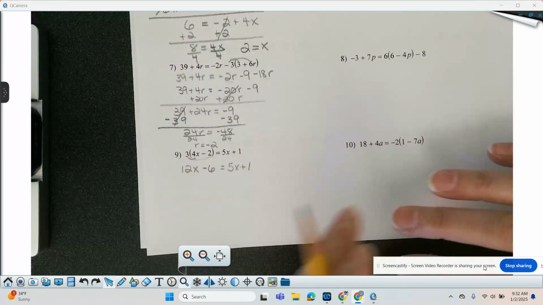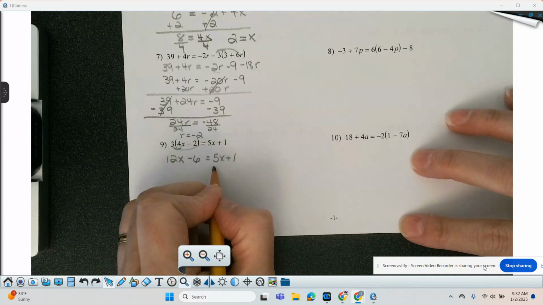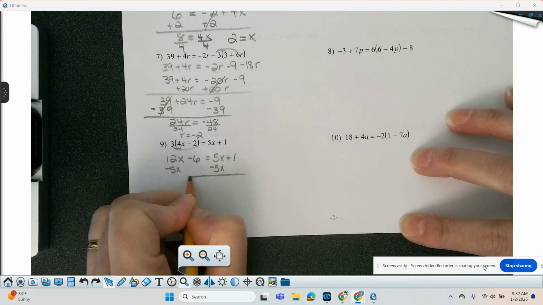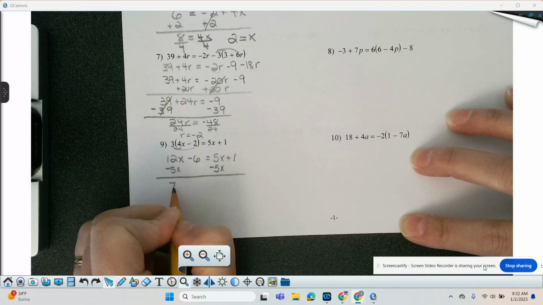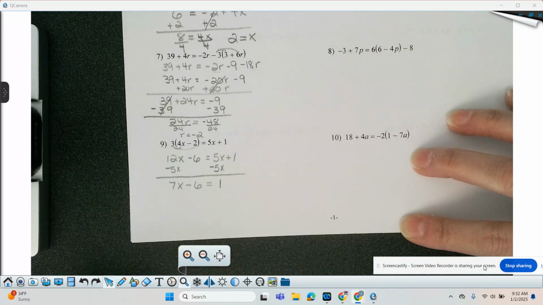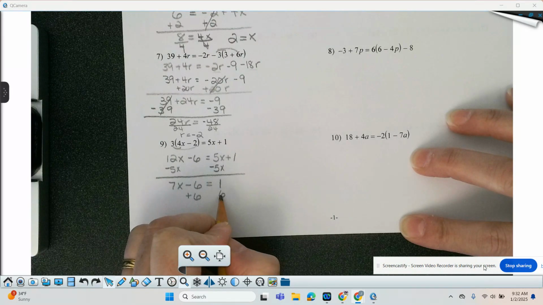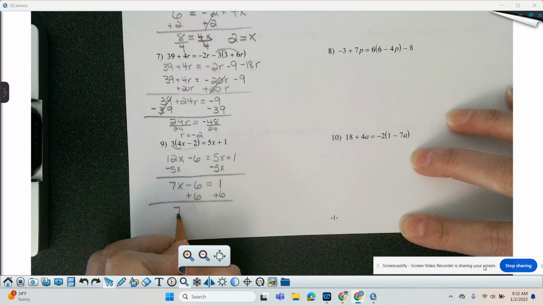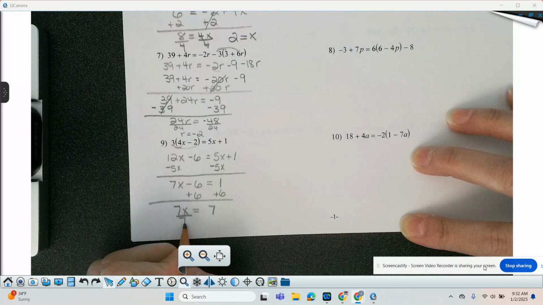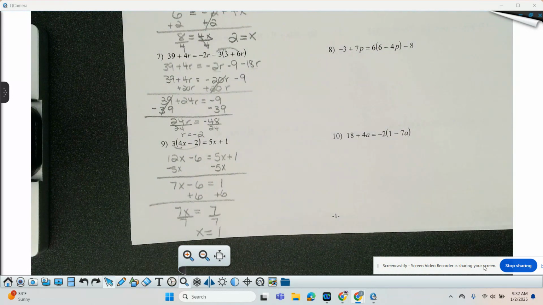So I'm going to move my things around. My 12x is bigger than 5x, so I'm going to move my 5x over to this side. And 12 minus 5 is going to be 7x minus 6 is going to equal 1. The number with the letter is the last to move, so I'm going to move the 6 by changing its sign. If 7x is equal to 6 plus 1, which is 7, then when you divide through, your answer is x equals 1 for that one.